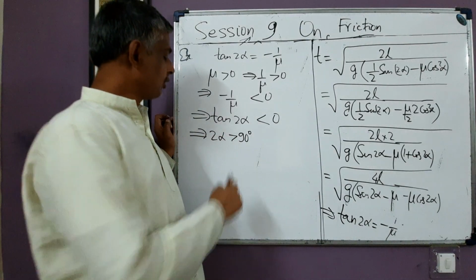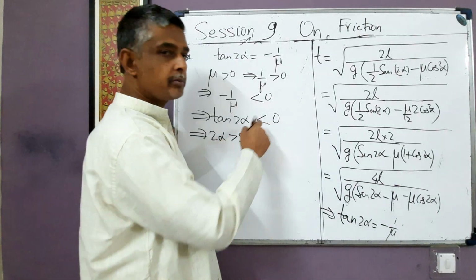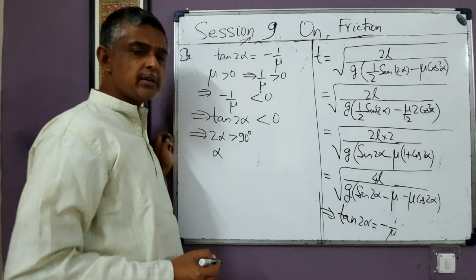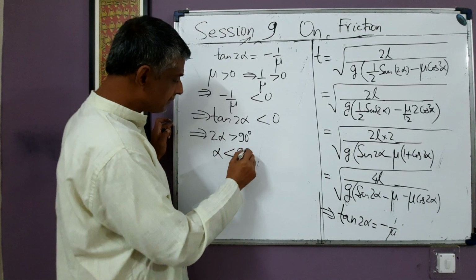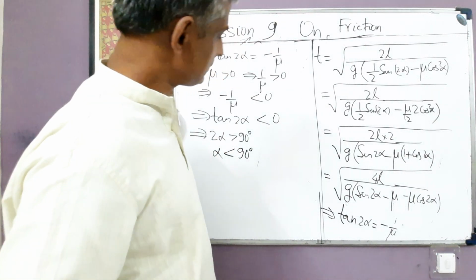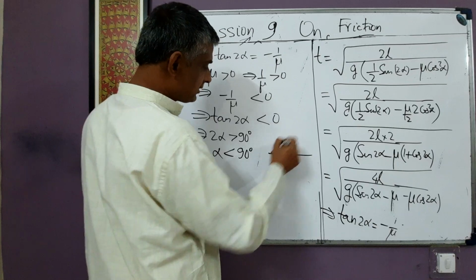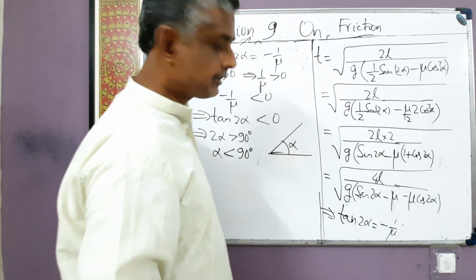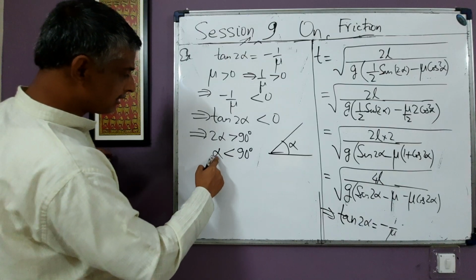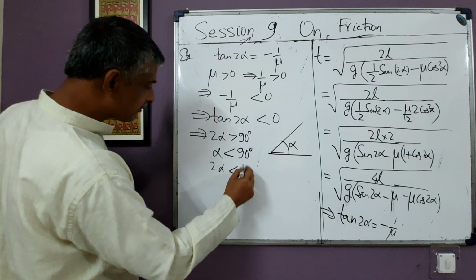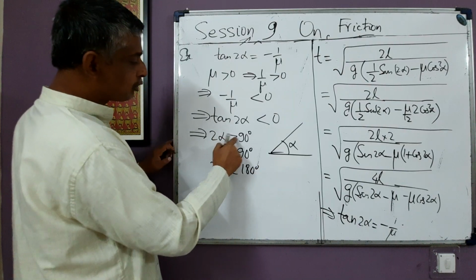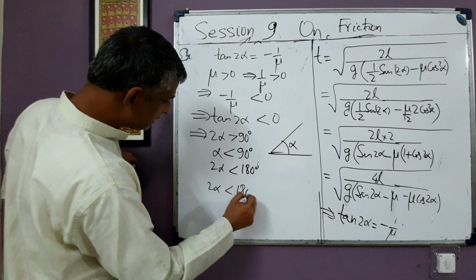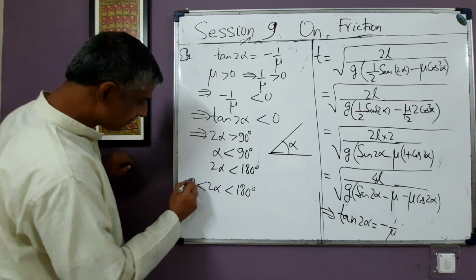Because if 2 alpha is less than 90 degrees, then tan 2 alpha will not be a negative quantity, it will be a positive quantity. Also, the angle which the inclined plane makes with the horizontal cannot exceed 90 degrees. If this is the horizontal and this is the inclined plane, it makes an angle alpha. Alpha has to be less than 90 degrees. So 2 alpha is less than 180 degrees, and 2 alpha is more than 90 degrees so that tan 2 alpha is negative. So 2 alpha is less than 180 degrees and more than 90 degrees.